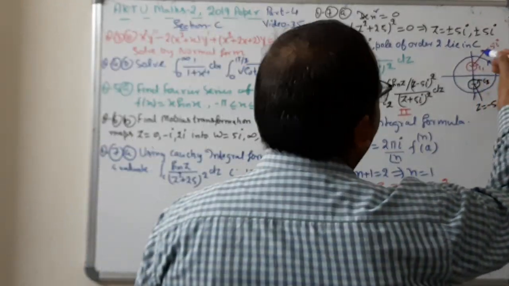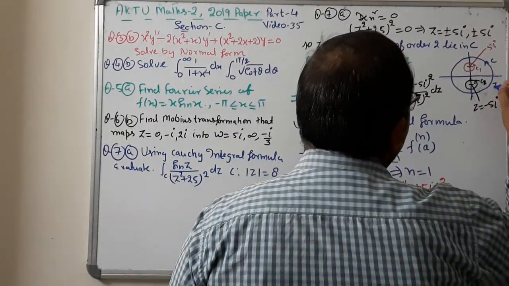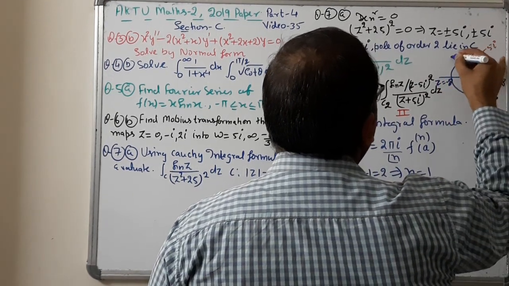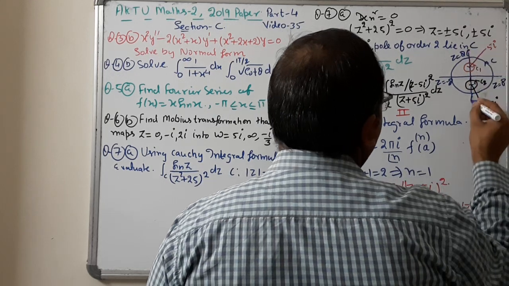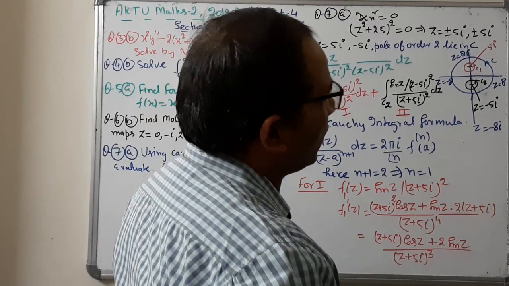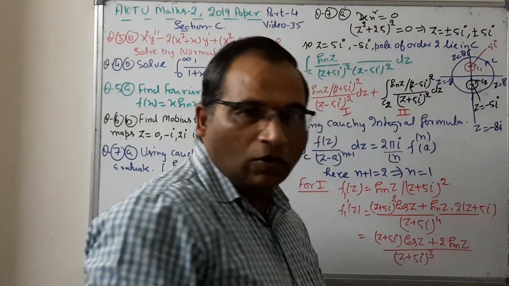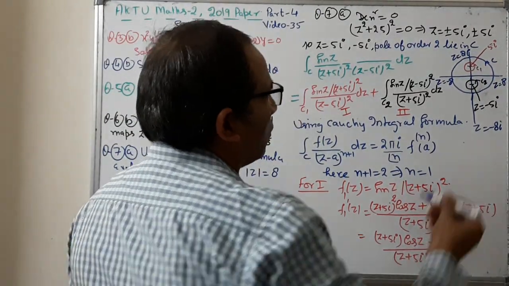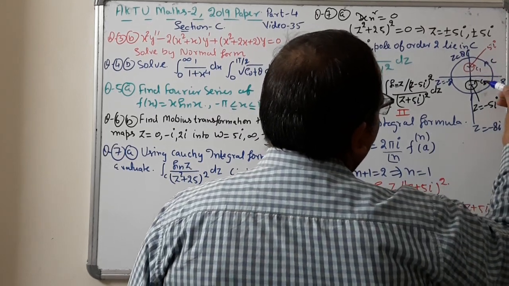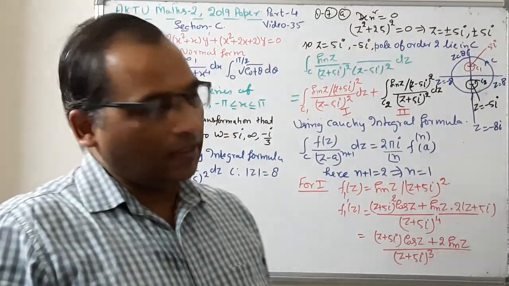Both the poles lie in the given C, because C is given as modulus of z equal to 8. That means this is z equal to 8, this is z equal to minus 8, this is z equal to 8i, and this one is z equal to minus 8i. So z equal to plus 5i and minus 5i both lie in this whole circle C. So both singularities lie in the given circle C. So we take a small circle C1 at z equal to 5i, and a small circle C2 at z equal to minus 5i.